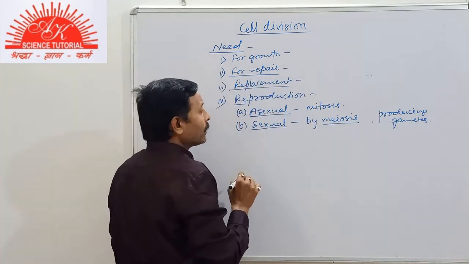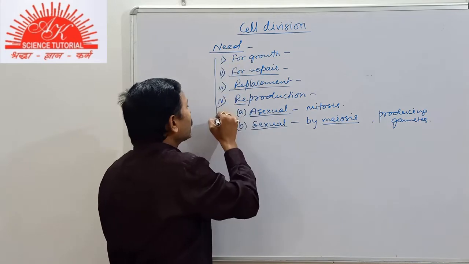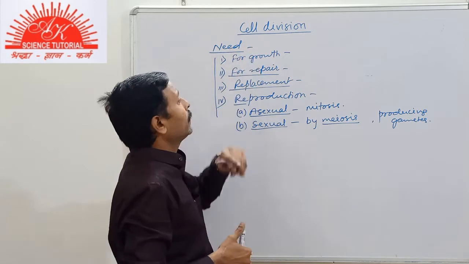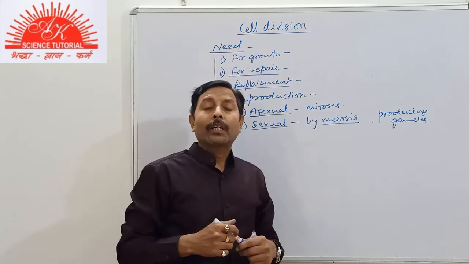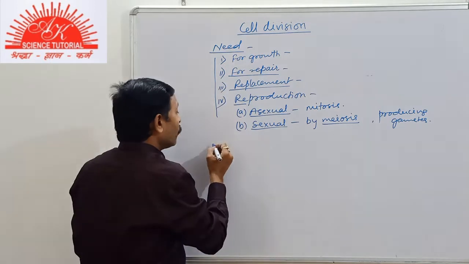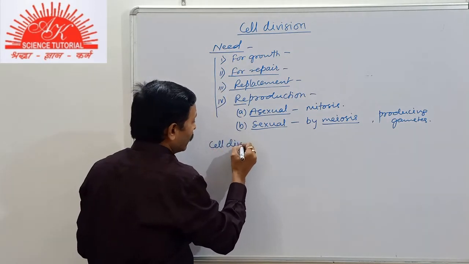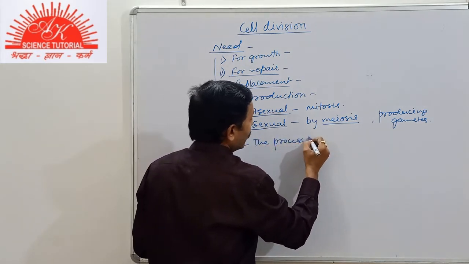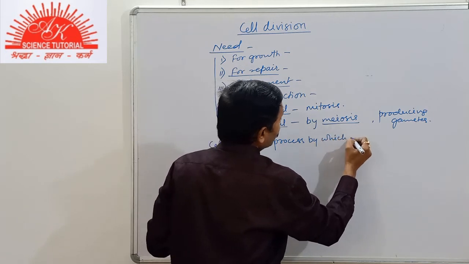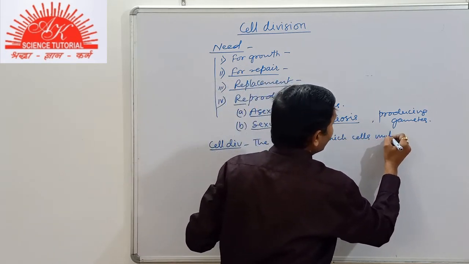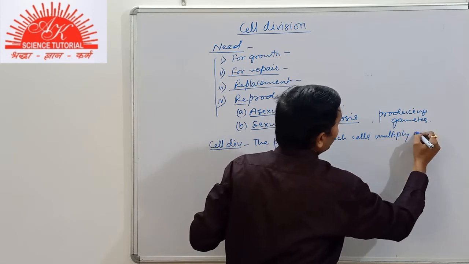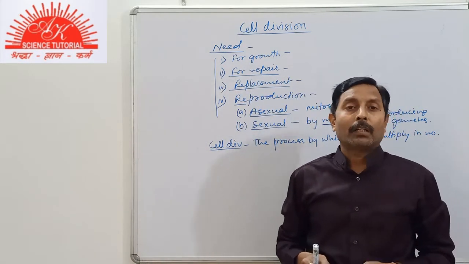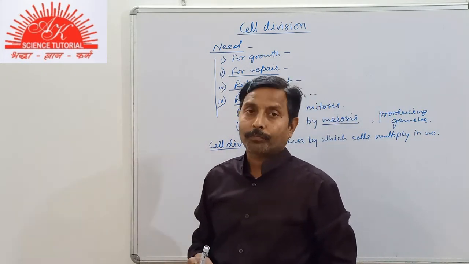Now you see here, these are the four basic points for which cell division is needed. Now we can further define what is cell division. The process by which cells multiply in number, means cells increase their number, is known as cell division.